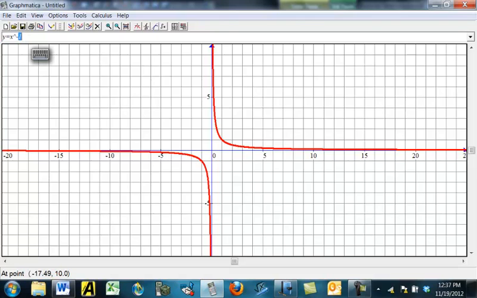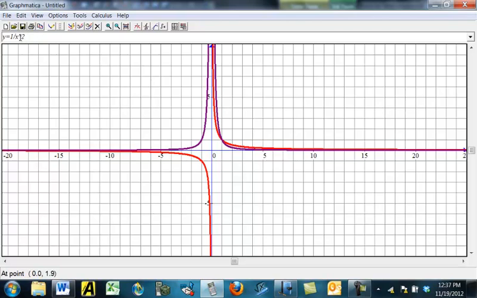If you do x to the power negative 2, that one has again the same vertical and horizontal asymptotes, but notice that another way to write that is 1 over x squared. Notice that even power in denominator is going to make these arrows point the same way on the asymptote.